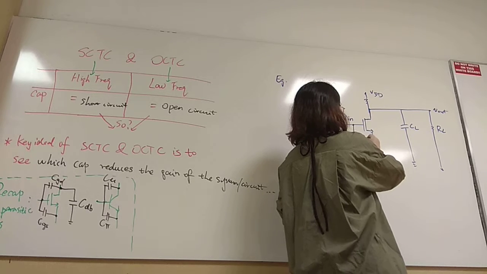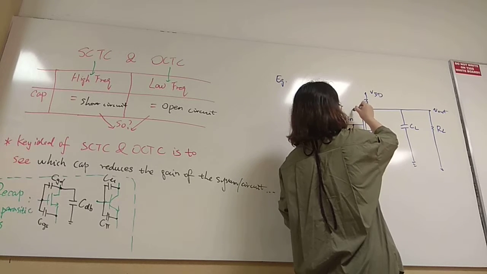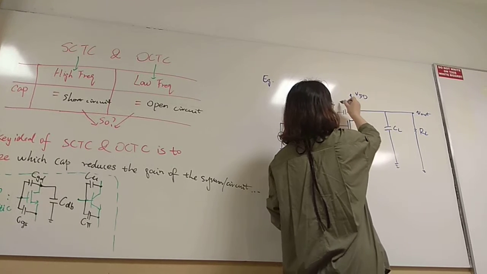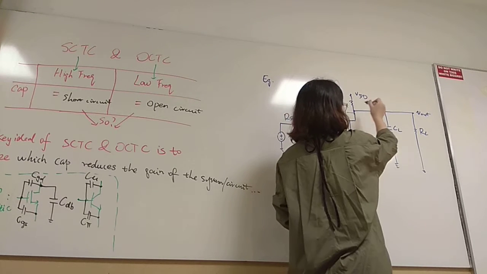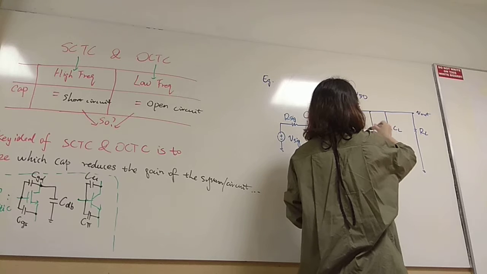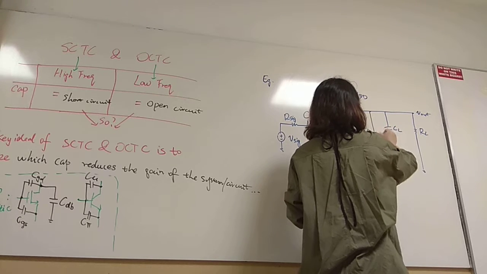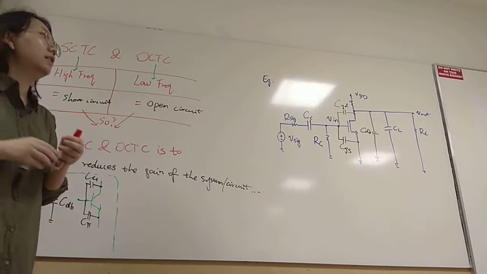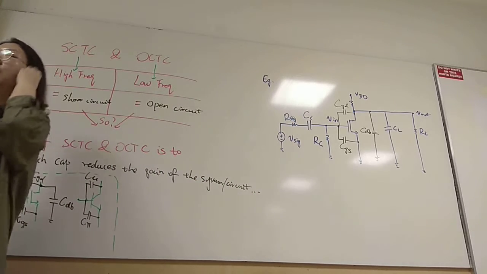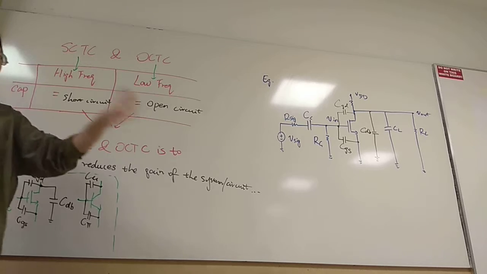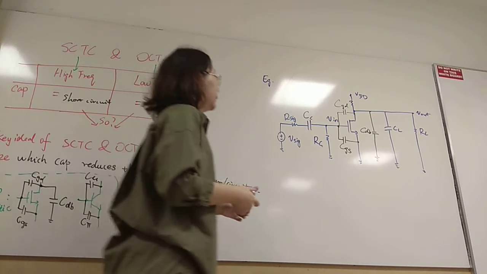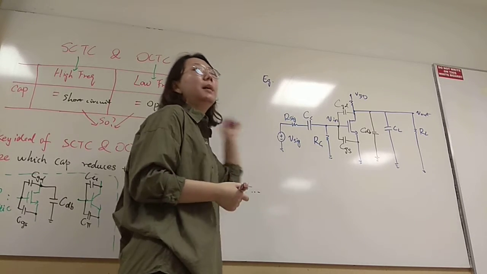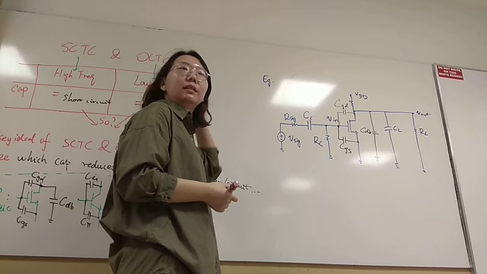So basically here is your CGS, here is your CGD, here is your CDB. So first step, if the question is only asking you to find the higher and lower cutoff frequency, the first step is to add in your parasitics. Okay, what's the second step? Is to use the method, right? So how to use the method?